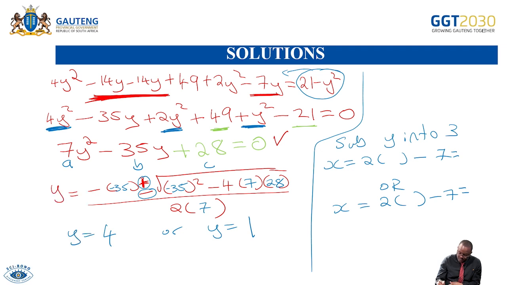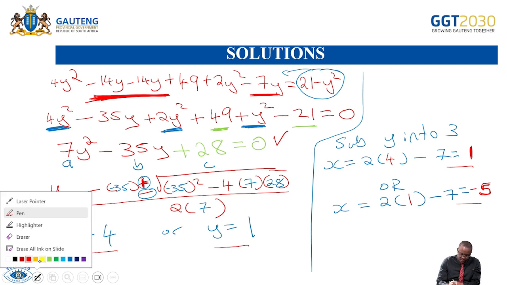Now, what are we going to substitute? We are going to substitute 4 and 1. So if you say 2 times 4, you get 8, minus 7, you get 1. Then if you say 2 times 1, you get 2, minus 7, you get minus 5. So that's how you solve for your x and y values for 5 marks.